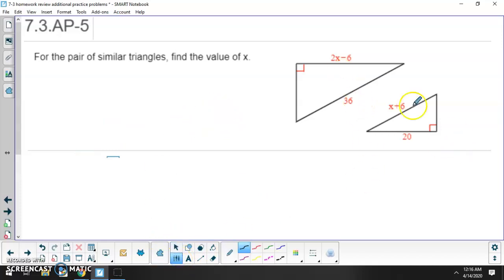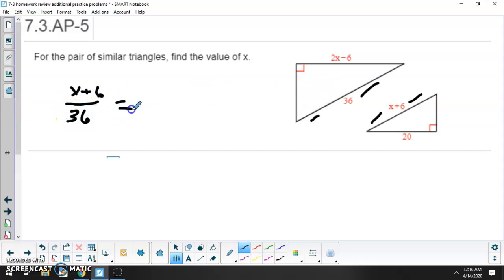Okay, so notice these figures are not in the same orientation. So we have to make sure that we're comparing the same parts of the triangles. And these are similar triangles. So let's compare our hypotenuses. Okay, so we have x plus 6, and we're going to compare it to the other hypotenuse, which is 36.